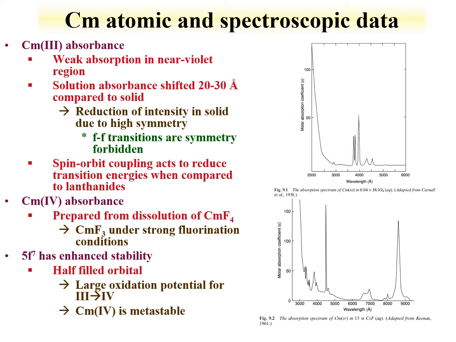Curium-4 can be formed, however, it's prepared and stabilized under some extreme conditions. Here is shown the UV visible spectroscopy of curium-4 in 15 molar cesium fluoride. This curium-4 species is metastable, and this is due to the fact that the curium has a half-filled f orbital. So there's a large oxidation potential going from the 3 to the 4. And this is also the reason why curium does not exhibit the higher oxidation states as one sees in americium.